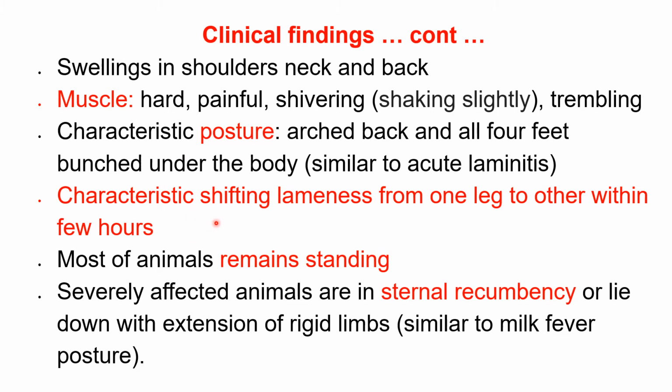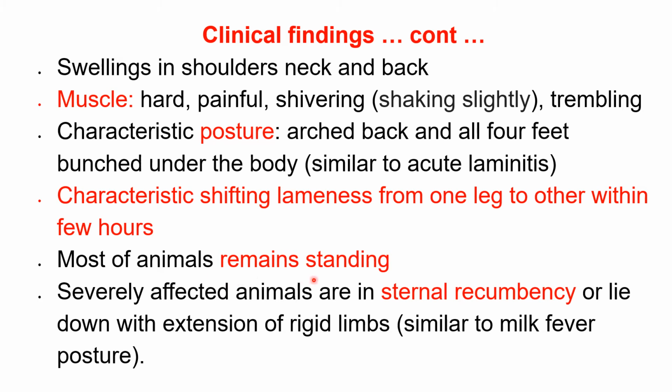Another important symptom is characteristic shifting lameness from one leg to another leg within a few hours. This is the characteristic symptom, shifting lameness. If one leg shows the pain, then after a few hours the pain will be in another leg. If it is a foreleg, then the pain will be in the hind leg. So shifting of lameness within a few hours is the characteristic of this disease.